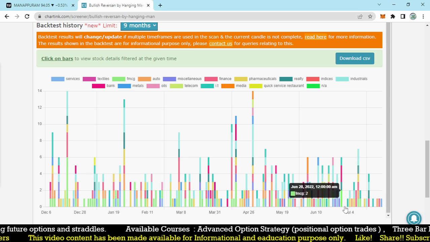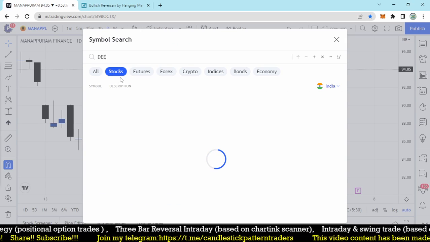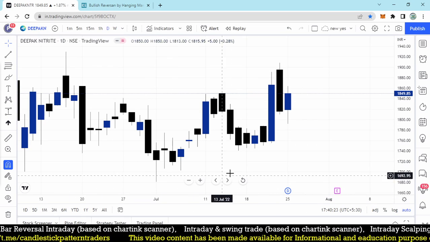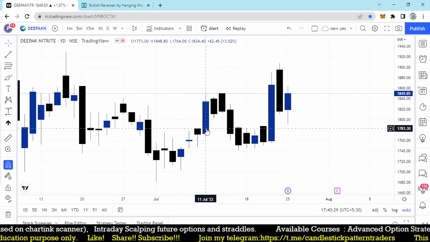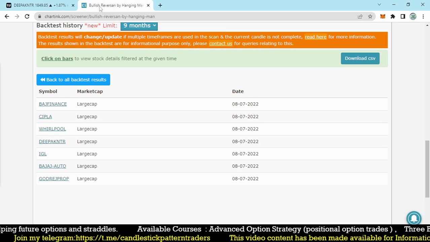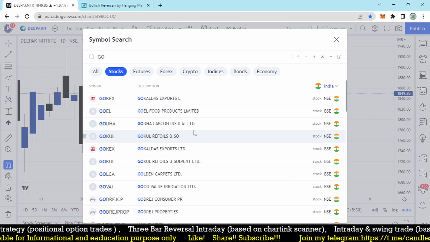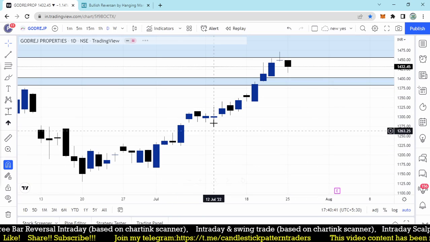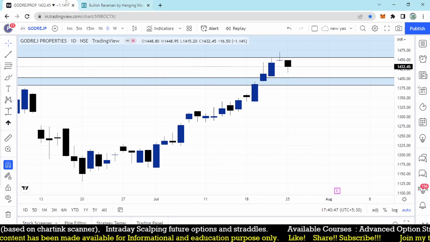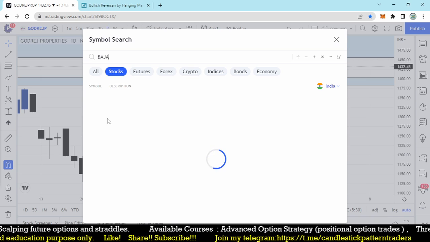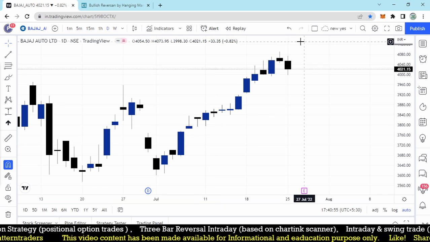And a lot of stocks formed the same pattern, like Bajaj Finance, Cipla, Whirlpool, Deepak Nitrite on 8.7. Deepak Nitrite, 8.7, I think here it is. It's giving you the entry. Then it went up the next day. And Bajaj Auto, Godrej Properties on the same day, the 18th. Godrej Properties, 8.7, there is no opportunity, but a few days later it broke and went up huge. And Bajaj Auto, there is an entry 8.7, it moves.